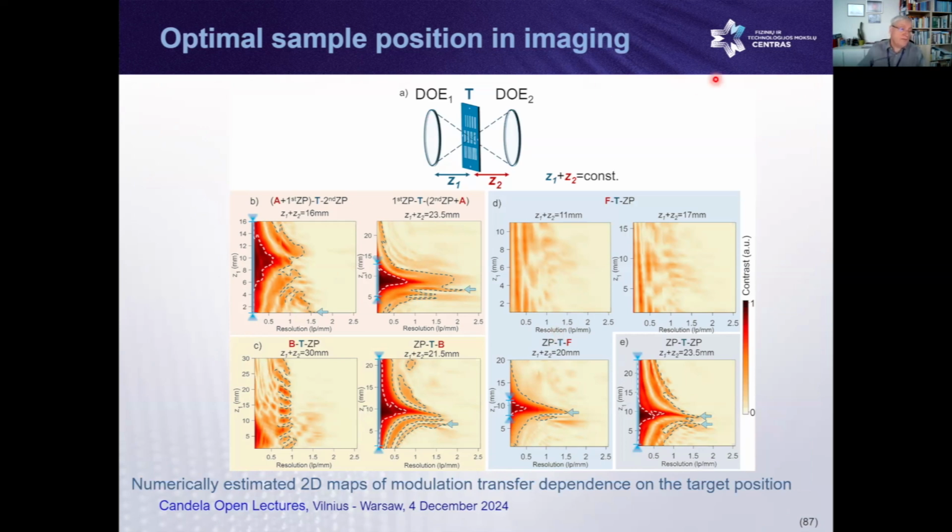Another idea: is it possible to shift the optimal place of the sample? What we have is a movement of distance, a shift, but we were moving the sample here. So depending on the collection and emission illumination optics, pictures are totally different. Fibonacci and zone plate, and as you see, nothing happens. But we have zone plate and Bessel, and Bessel beam and zone plate.